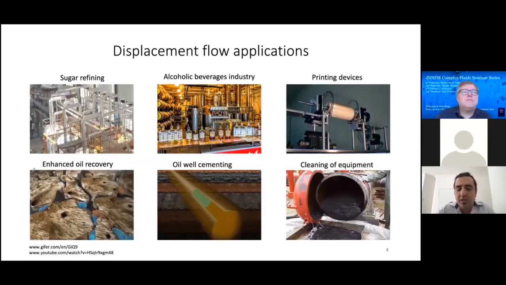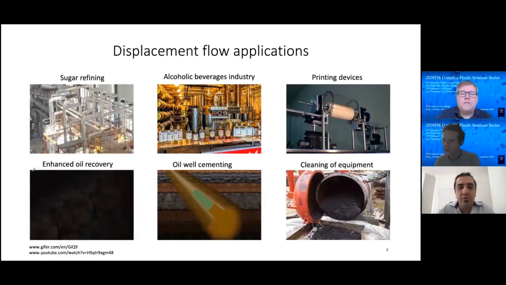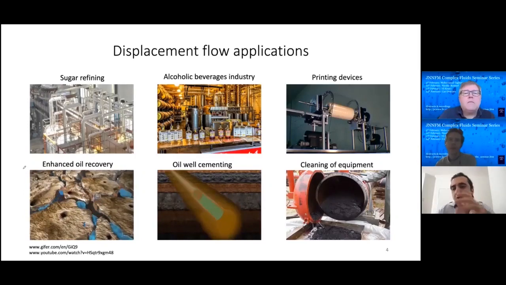Displacement flows occur in many natural phenomena and industrial processes. For example, sugar refining, beverage industries, printing devices, enhanced oil recovery, oil well cementing, and cleaning of equipment. In these processes, one fluid usually displaces another fluid, and the objective is that the displacing fluid should completely remove the displaced fluid.